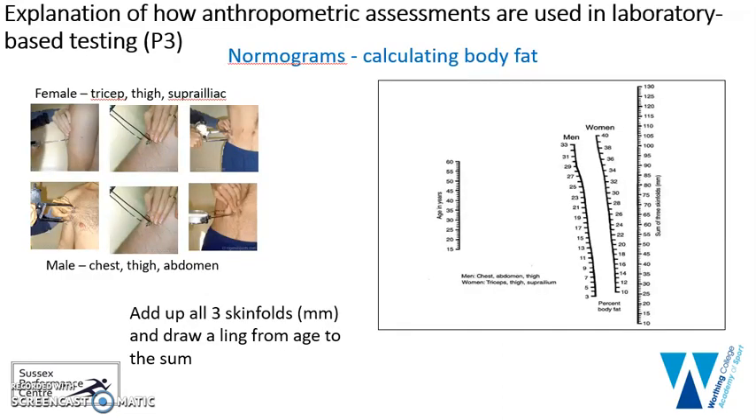Nomograms is calculating body fat. For females, you have to measure tricep, thigh, and suprailiac. For male, you have to measure chest, thigh, and abdomen. You add up those 3 skin folds and draw a line from your age to the sum. It will go through body fat percentage, and that's what the answer is.